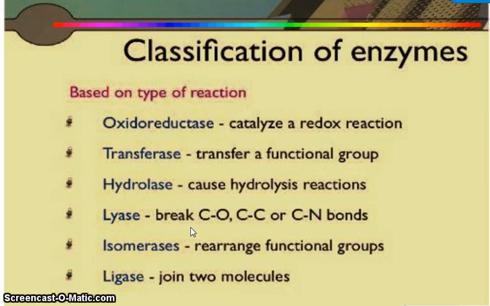Classification of enzymes based on type of reaction. Oxidoreductases catalyze a redox reaction. Transferases transfer a functional group. Hydrolases cause hydrolysis reactions. Lyases break C-C, C-O or C-N single bonds. Isomerases rearrange functional groups. Ligases join two molecules.